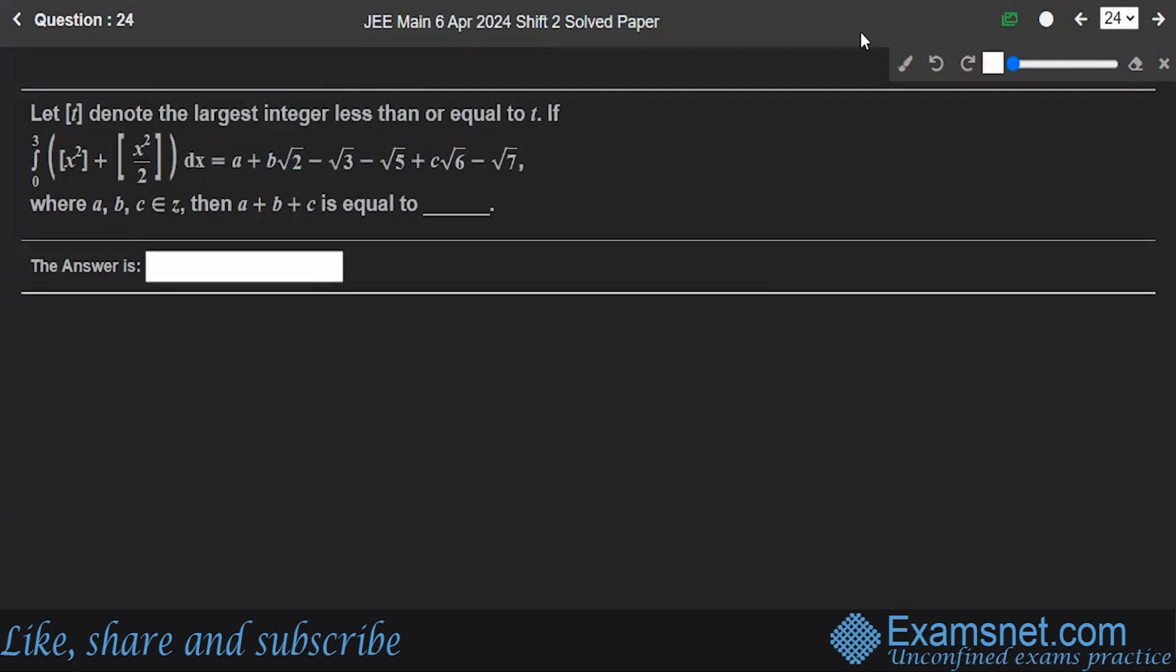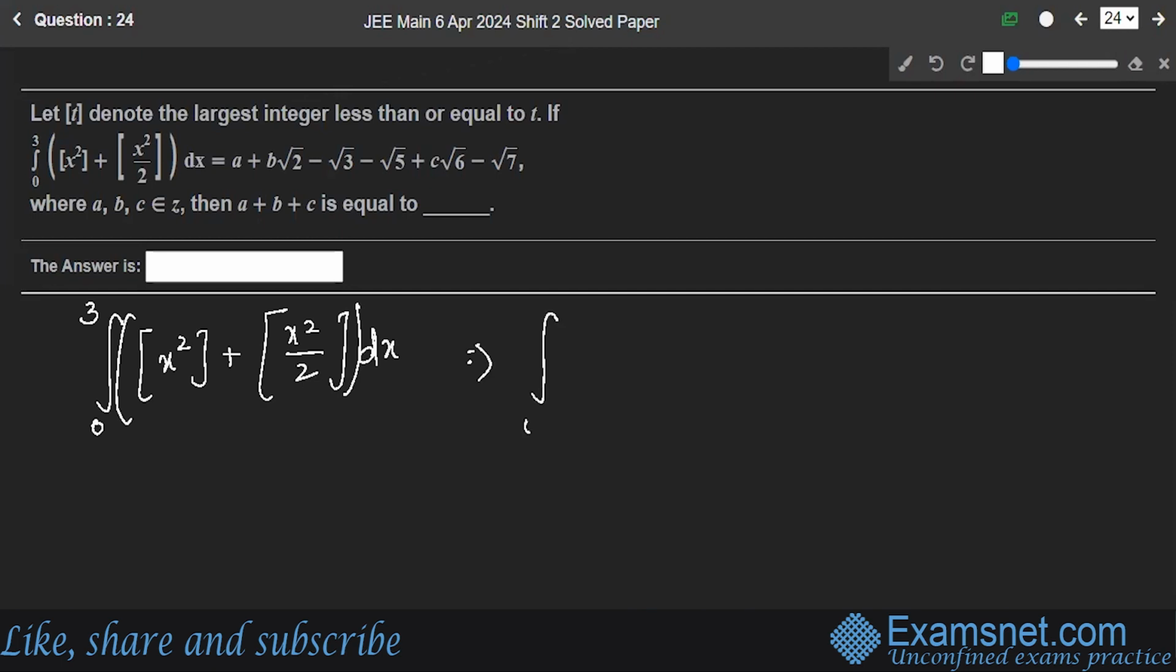Question number 24. Let [t] in the square brackets denote the largest integer less than or equal to t. If the integral from 0 to 3 of [x square] and [x square by 2] dx is given by this expression, where a, b, c are integers, what is the value of a plus b plus c equal to? So you have 0 to 3, [x square] and [x square by 2] dx, right? In the largest integer function, let's break it up.